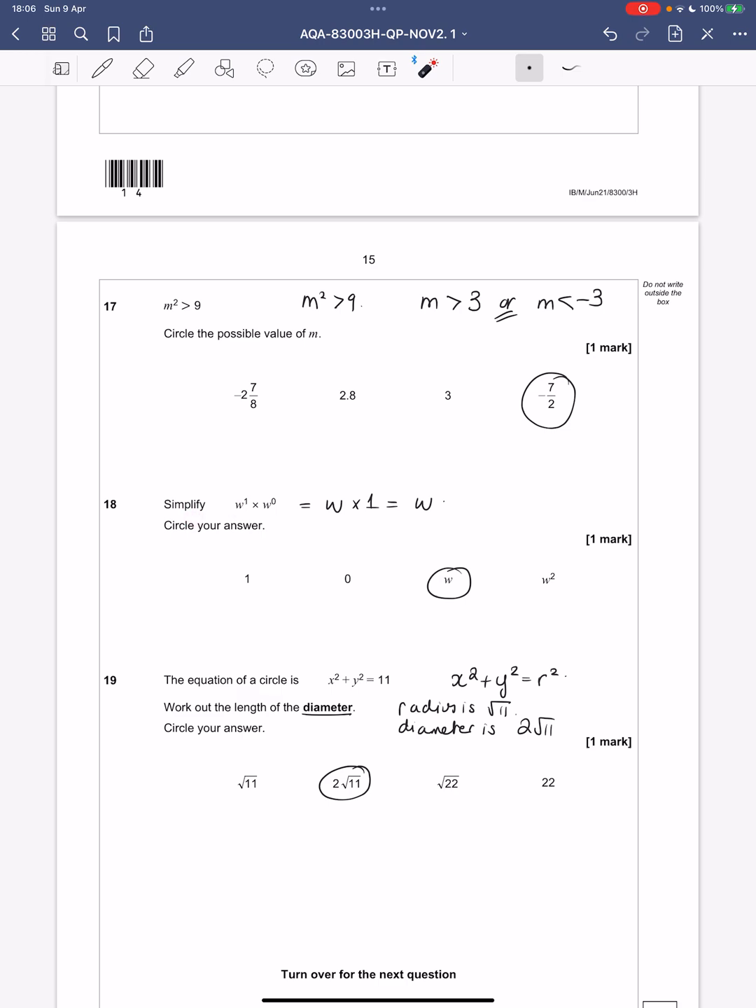Number 18, simplify w to the power 1 times w to the power 0. Well, w to the power 1 is w. Anything to the power 0 is 1. So it's w times 1, which is w there.